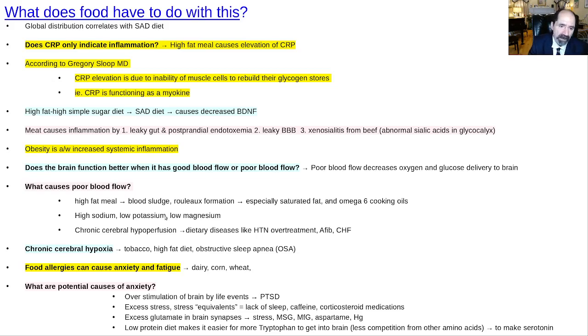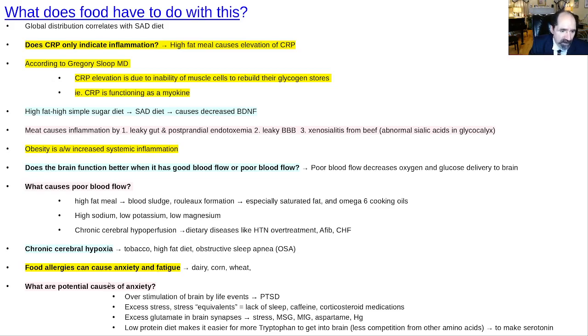Blood sludge, rouleau formation, primarily from eating a high-fat diet. Vasoconstriction from eating omega-6. Vasoconstriction from eating sodium. Omega-6 cooking oils will cause problems like lipid peroxidation. Omega-3 oils can also cause lipid peroxidation problems. That's why I'm not a fan of supplementing with them. The type that comes in plant foods has fewer double bonds, so it's less likely to run into problems with lipid peroxidation than the fully extended DHA, for example. Chronic cerebral hypoperfusion, yeah. Chronic cerebral hypoxia from things like tobacco, high-fat diet, sleep apnea. All those things impair brain function and are going to potentially lead to mood problems.